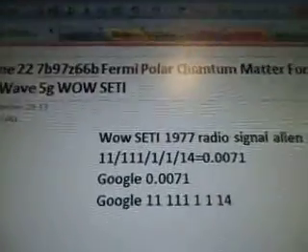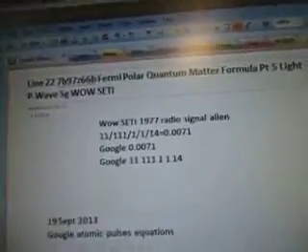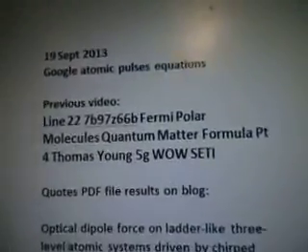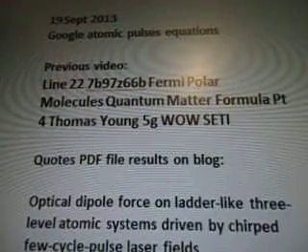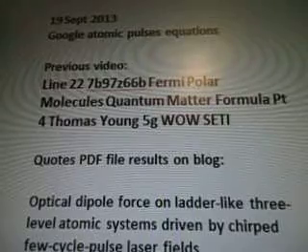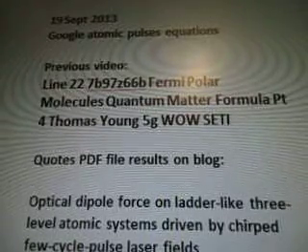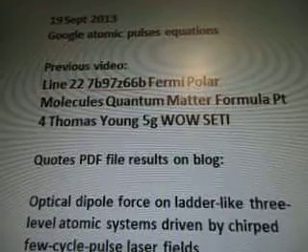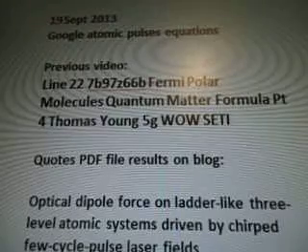7b97z66b Fermi polar quantum matter formula part 5. Light P wave 5G Wow Seti. There's the alien radio signal. And this is KRB fermionic molecules, P wave, light, Higgs electric field, bendable metals, UFO space communications laser beam formula found in line 22 Wow data part 5 of 23.